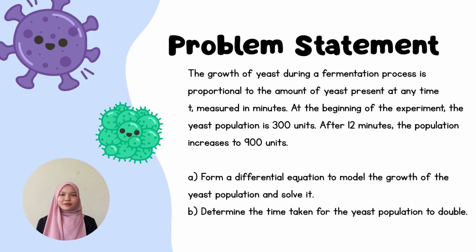So next is problem statement. The growth of yeast during a fermentation process is proportional to the amount of yeast present at any time t, measured in minutes. At the beginning of the experiment, the yeast population is 300 units. After 12 minutes, the population increased to 900 units. So A, form a differential equation to model the growth of the yeast population and solve it. B, determine the time taken for the yeast population to double.